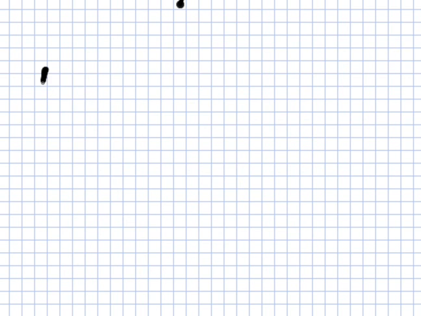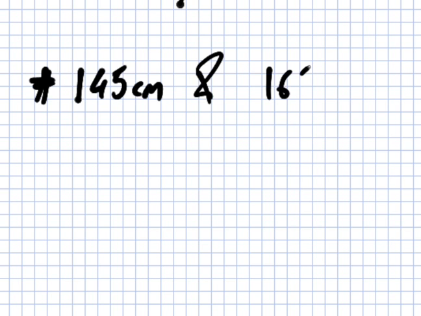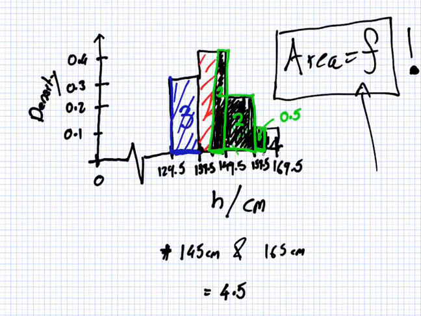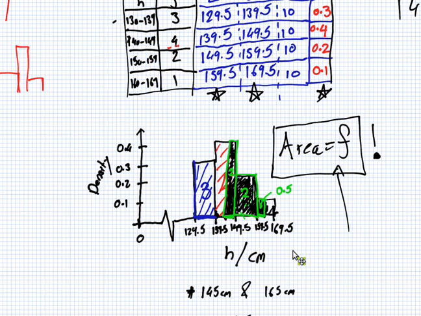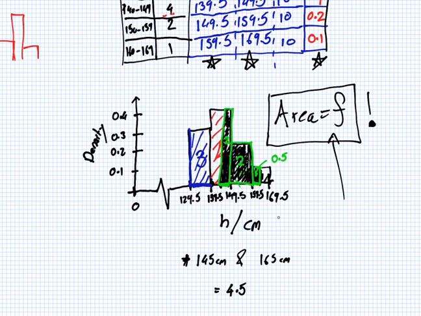So you can say the number of people between 145 and 165 centimeters, the frequency is roughly 4.5. So you know, about 4 or 5 people are between these 2 heights. And this is the type of question that you would get in the exam for using your histogram. So they would ask you to draw a histogram, and then they would ask you to do something that means you have to use your histogram. Okay, so please make note of this.